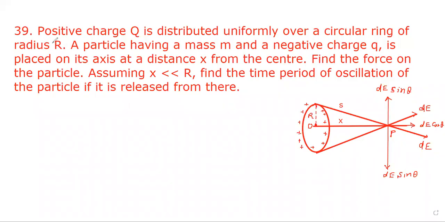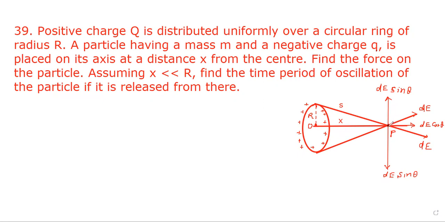Question number 39. Positive charge capital Q is distributed uniformly over a circular ring of radius r. A particle having a mass m and a negative charge small q is placed on its axis at a distance x from the center. Find the force on the particle. Assuming x is less than r, find the time period of oscillation of the particle if it is released from there. So small q having negative charge is placed at point P.